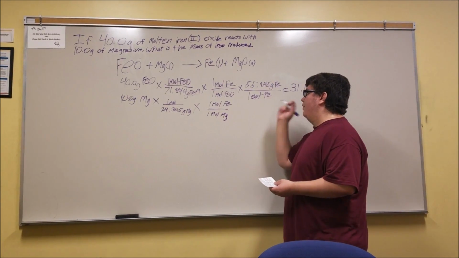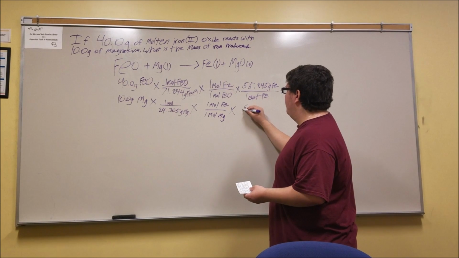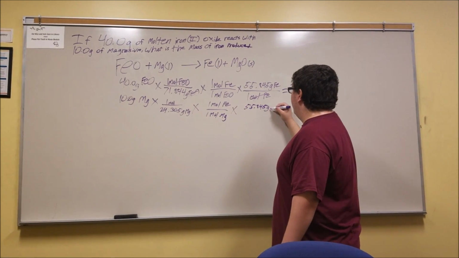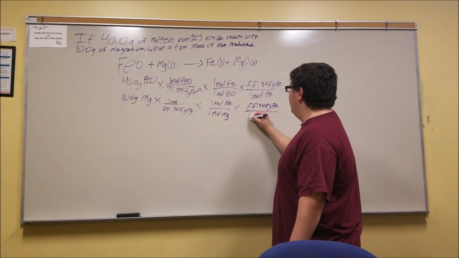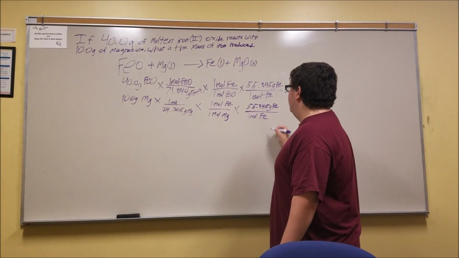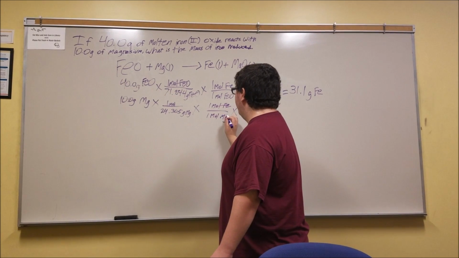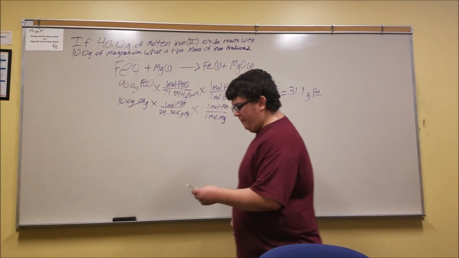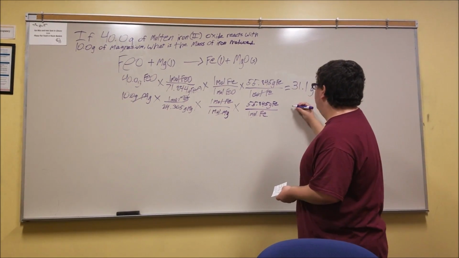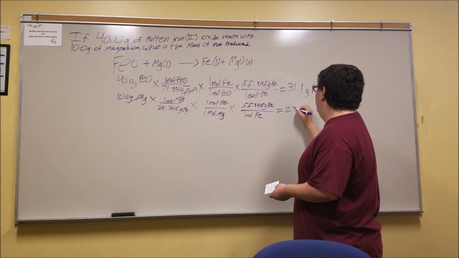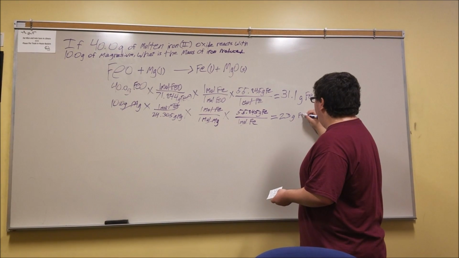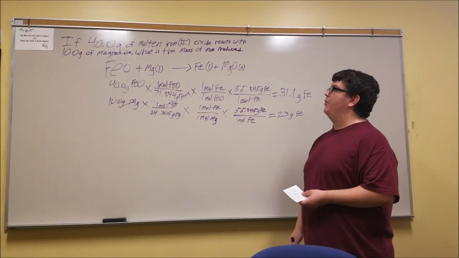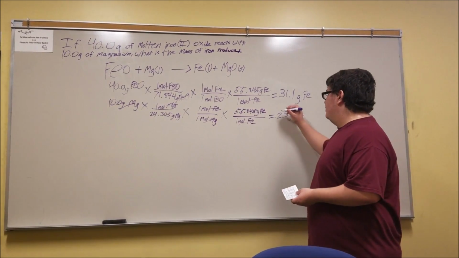And then we're going to find the molar mass of iron, which is right up there. So 55.845 grams of iron over 1 mole of iron. Just make sure I can cross everything out here. So moles of iron, moles of magnesium, and grams of magnesium. And if you do this, you get 23 grams of iron. So we figured out that the maximum amount of iron that you can get from 40 grams of molten iron oxide and 10 grams of magnesium is 23 grams.